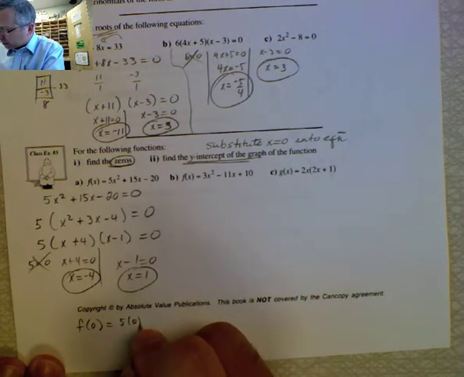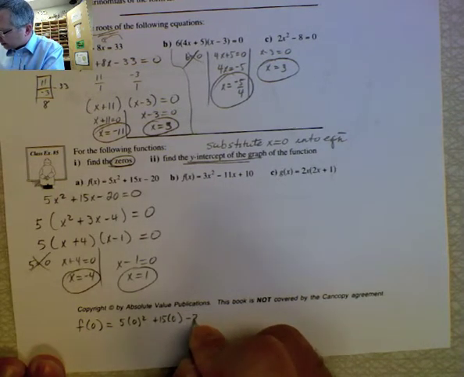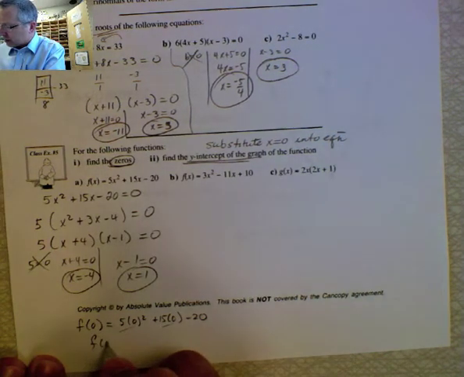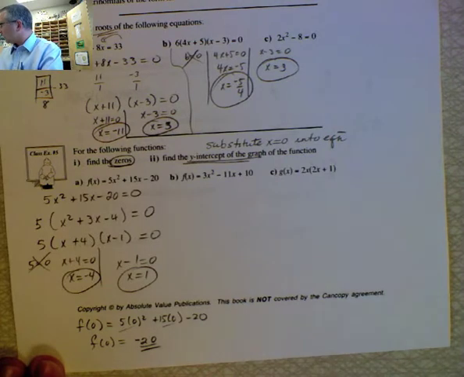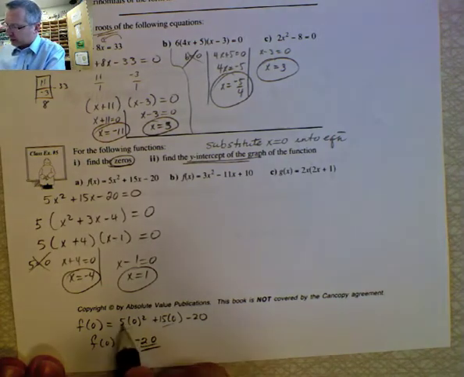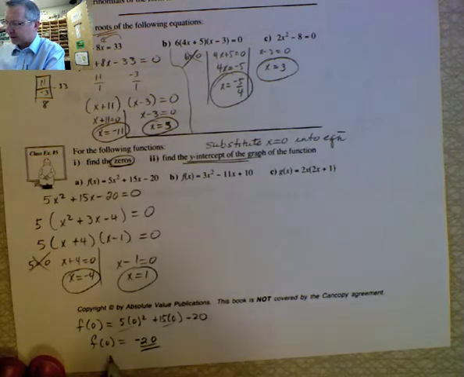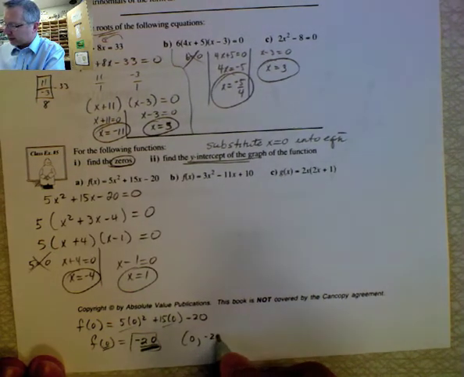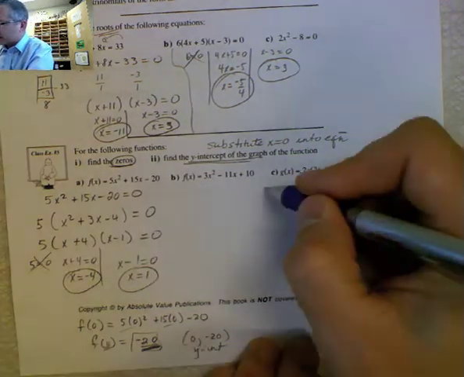So in this case, if we take this particular equation here, we're going to have 0 being substituted into x. So we get 5 times 0 squared plus 15 times 0 minus 20. Well, these first two terms are 0. So this tells us our y-intercept is negative 20 in this particular question, because 0 plus 0 is 0, and 0 minus 20 is negative 20. So when x is 0, y is negative 20. That means we have the coordinate 0 and negative 20, which indeed is a y-intercept.